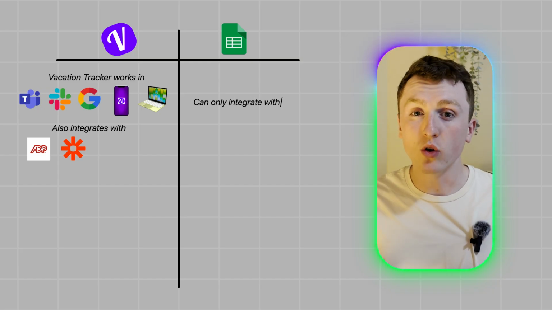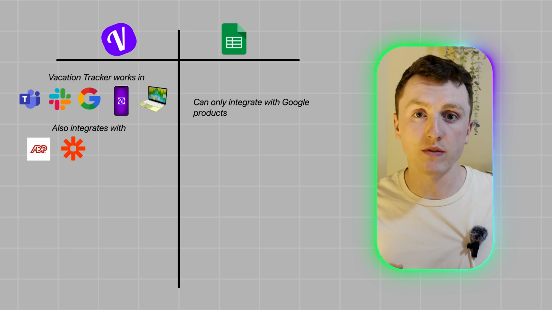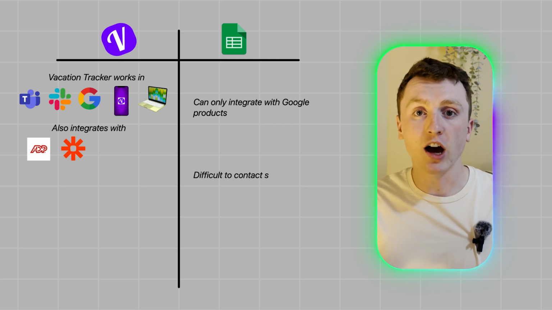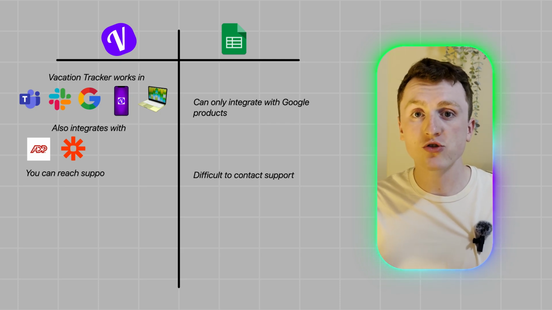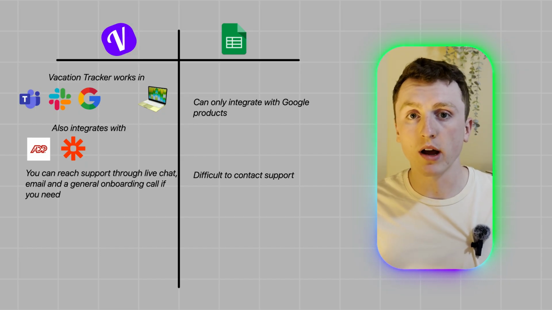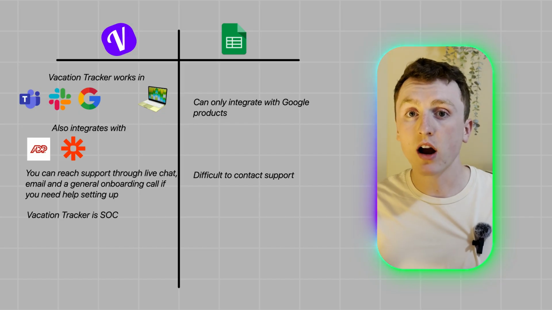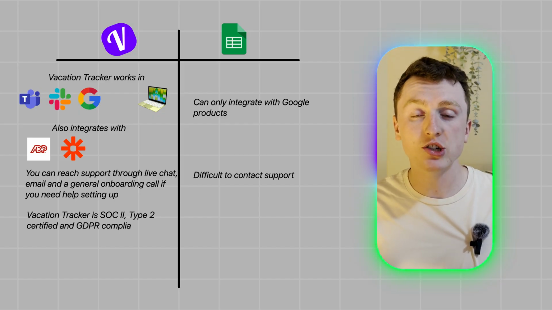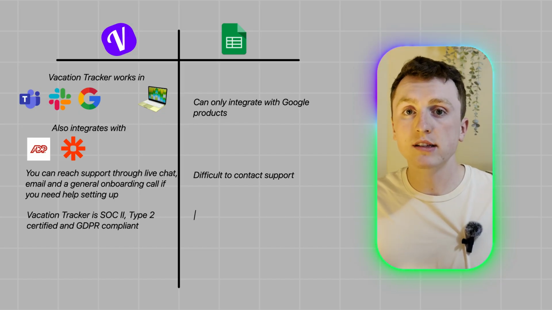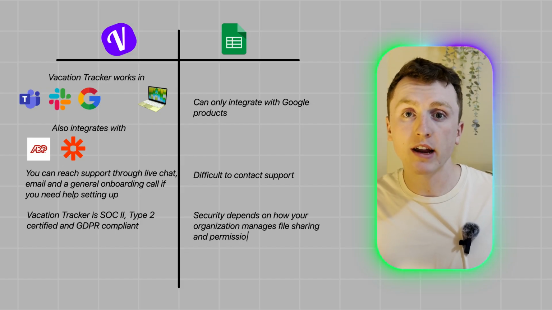It can integrate with Google products somewhat, but you're not going to get this full-scale integration that you can get with Vacation Tracker. It'll be tough to get help via Google support, but with Vacation Tracker, we have live chat, email, and a general onboarding call if you want help setting up. And the last thing we'll compare is security. Vacation Tracker is SOC 2 Type 2 certified and GDPR compliant. And Google Sheets security really depends on how your organization manages file sharing and permissions.